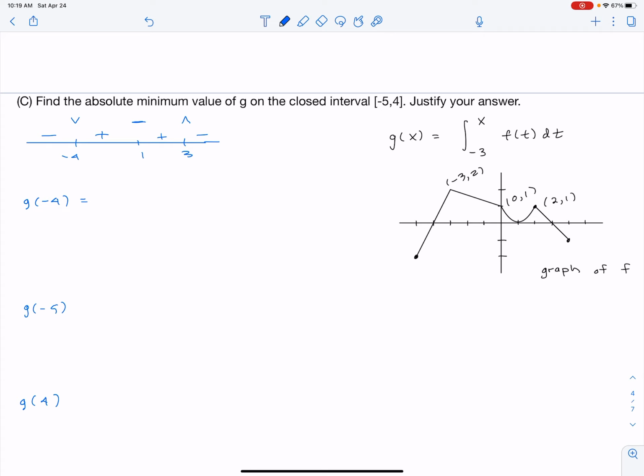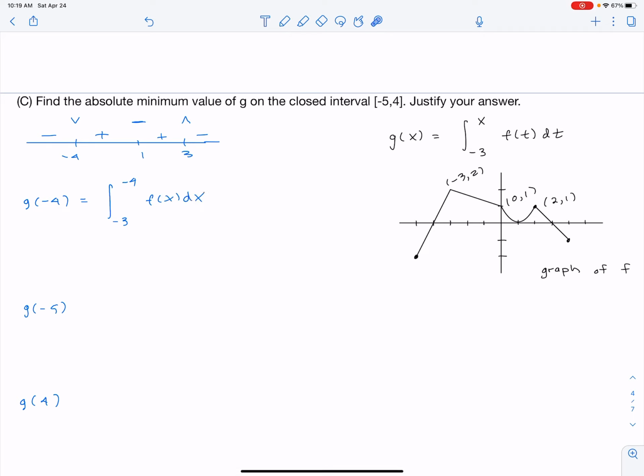G of negative 4 looks like it is 1, 2, 3, 4. So it's this entire piece right there. Actually, let's show that. So how do we find g of negative 4? Actually, it's not that, I'm sorry. I messed up. I'm glad I put this in. G of negative 3 is what I'm basing it on. This is what I need to be looking at. It goes from negative 3 to negative 4 of f of x dx.